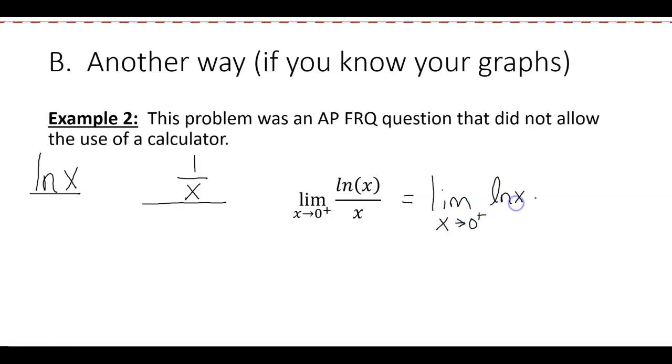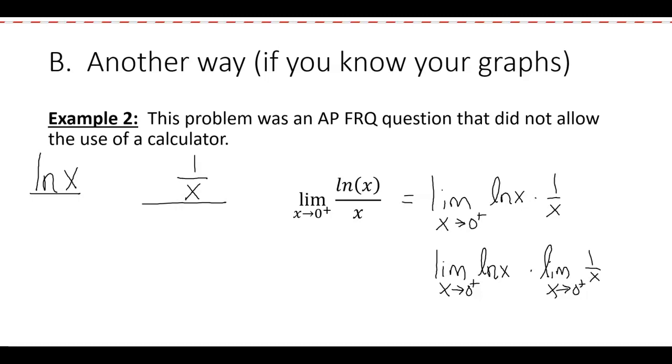Another way to write this would be like this. Ln of x over x is the same thing as ln of x times 1 over x. And since we have that, we can use our properties of limits to take the limit of each one separately. So I could take the limit of ln of x, and I can also take the limit of 1 over x as x approaches 0 from the right. Okay? But I'm going to evaluate each of these by looking at their graphs.